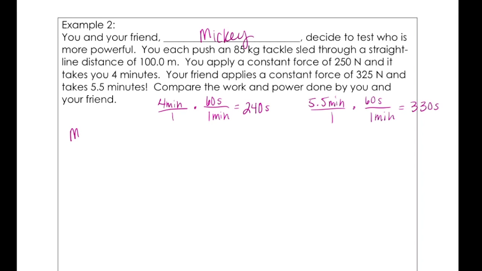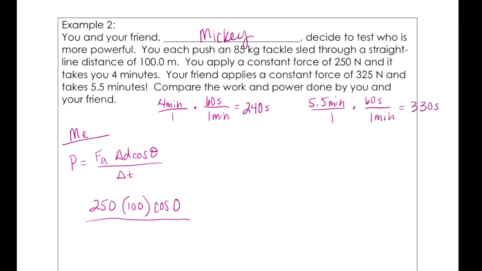Okay, so for me, my power is going to equal F of A delta D cosine of theta over delta t. So plug in the information. My force that I applied was 250 newtons. The displacement was 100 meters. Okay, and then I'm pushing it in the same direction as the displacement divided by the time. Mine was 4 minutes or 240 seconds.